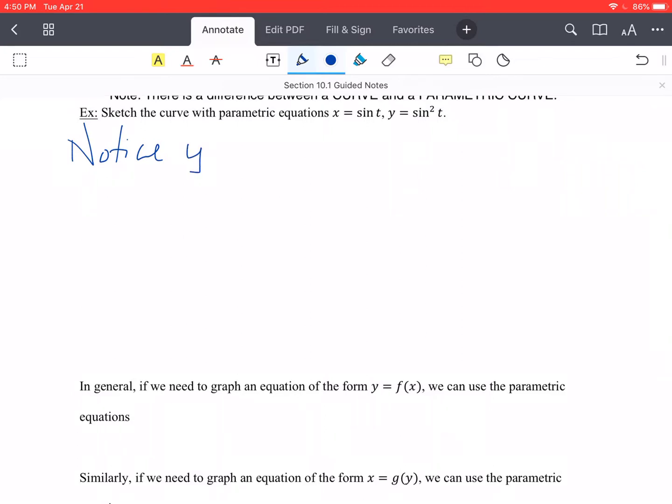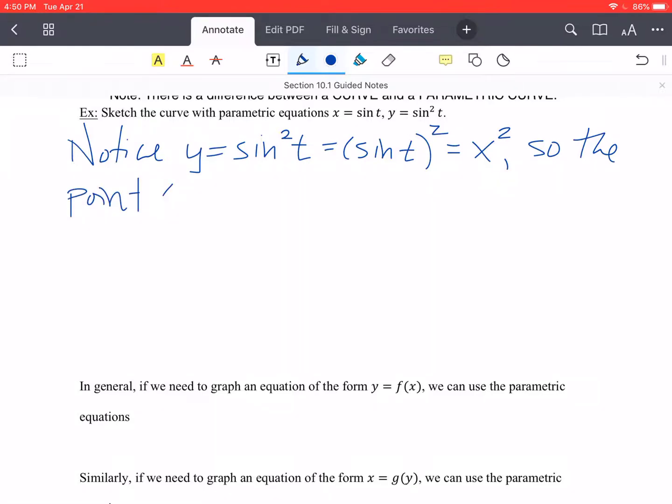In this case, y equals sine squared of t, which is just another way of writing sine of t quantity squared, and sine of t equals x, so this equals x squared. So what this means is the point xy that we're working with here moves along the graph, the parabola y equals x squared.